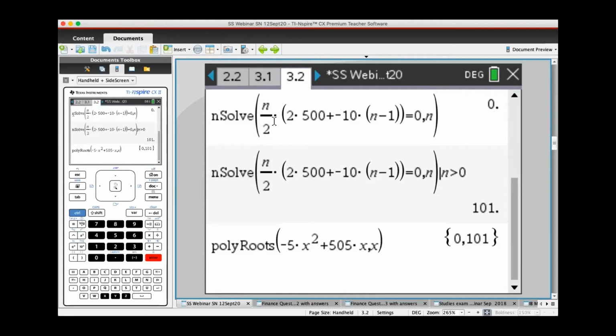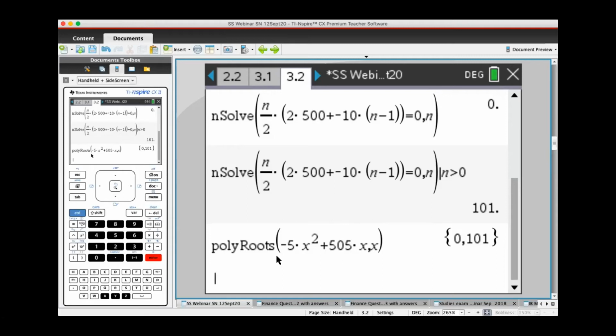When you use NSolve, you only get one answer at a time. That is why I used NSolve, but I kind of nudged the calculator by giving an extra condition to get the second answer. But I could have done so differently. If you want to solve equations that are higher in degree than linear, you've got to use polyroots. This is a quadratic equation, and I got the same answer using polyroots.